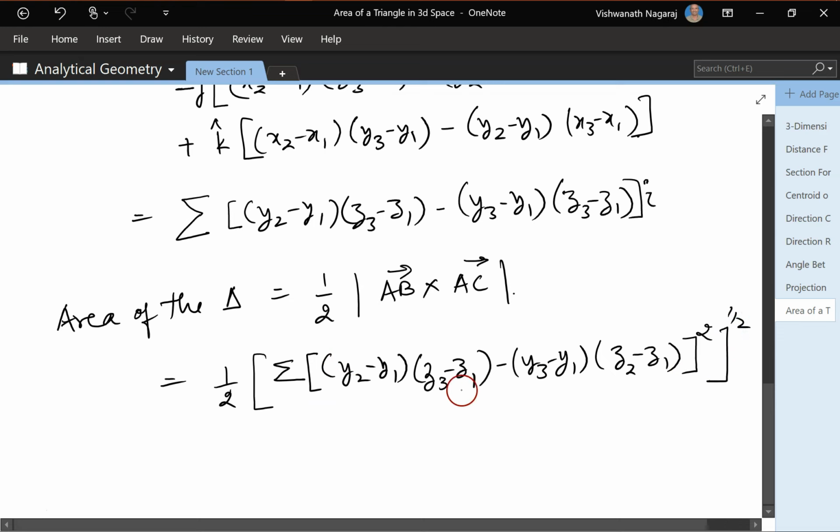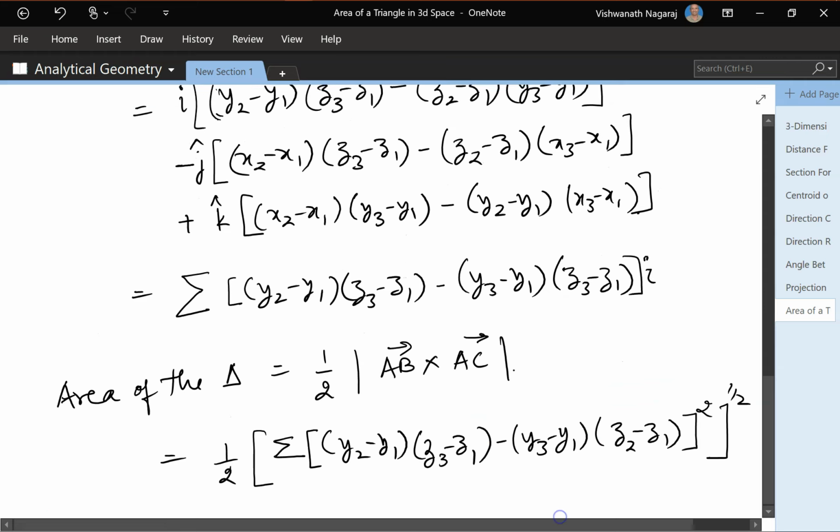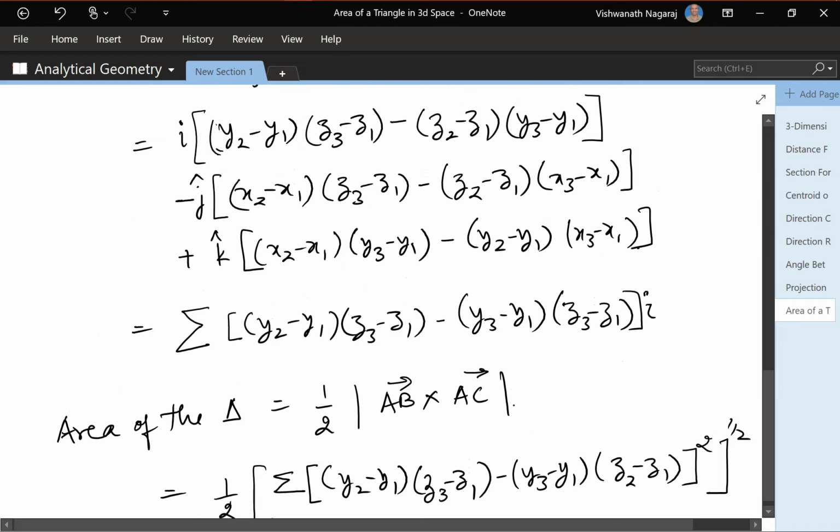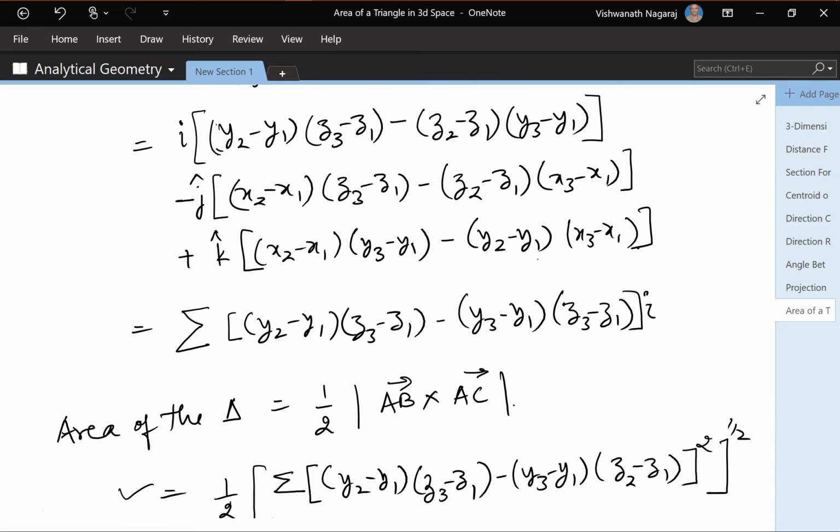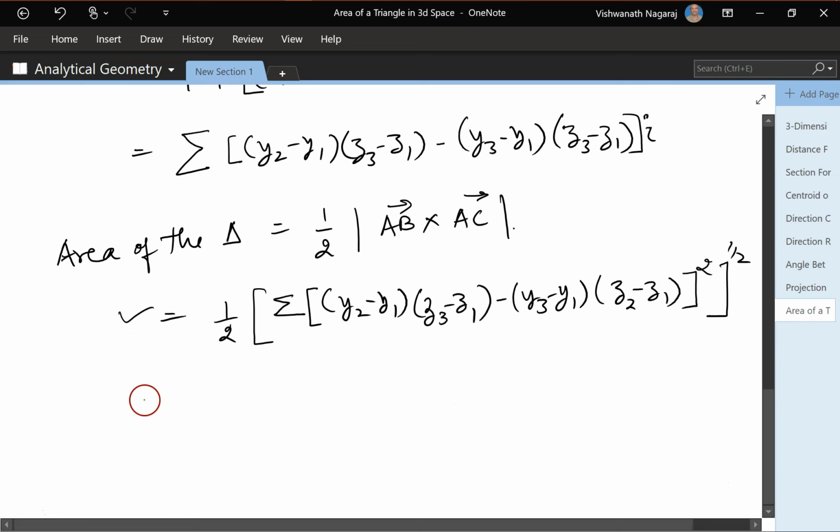Now remember, it is in circular notation, right? So it is actually three sets of terms. So this is what you should be looking at. What this means is half of the square of this expression plus the square of this expression plus the square of this expression, and the square root of the entire thing. So this would be the area of the triangle.